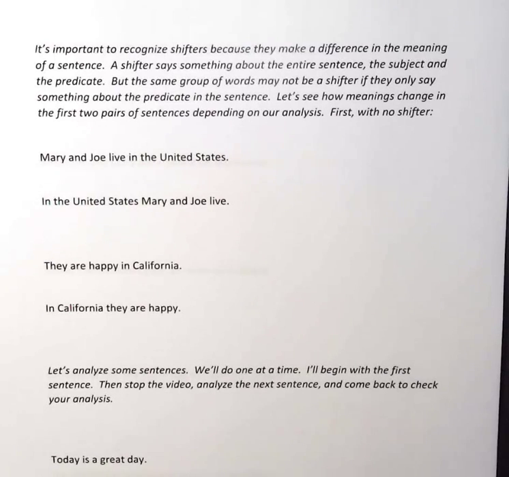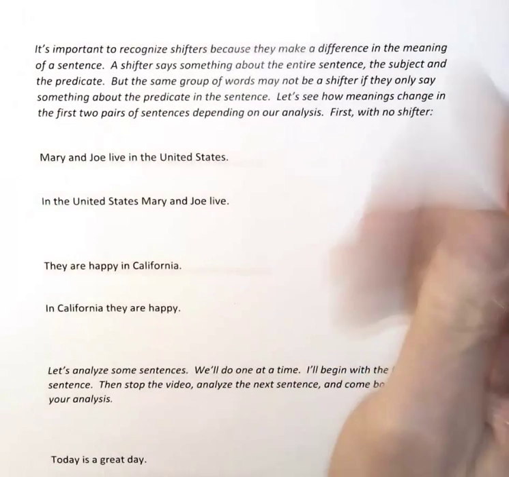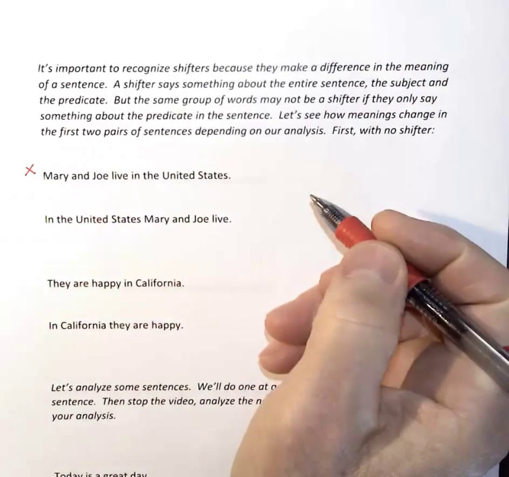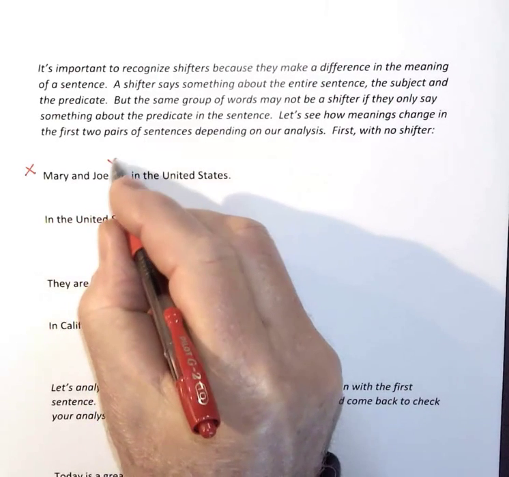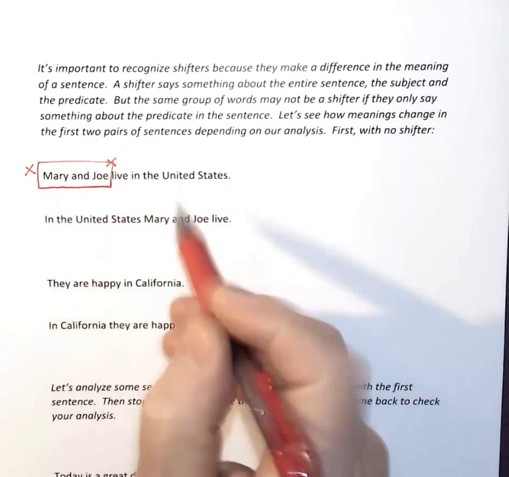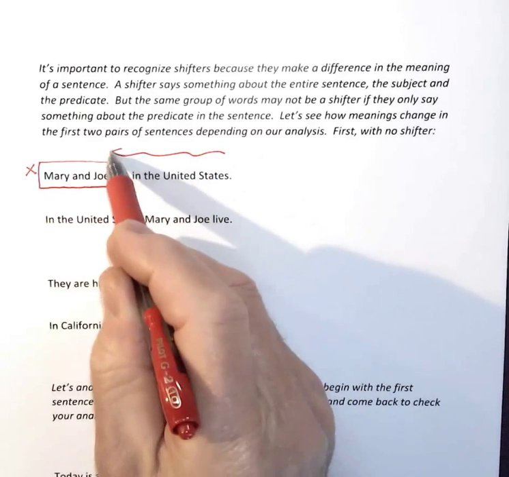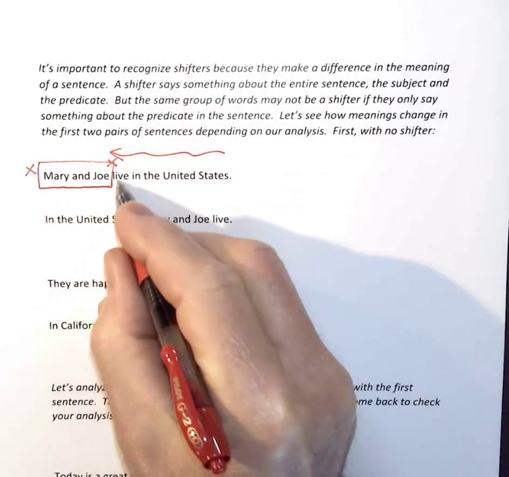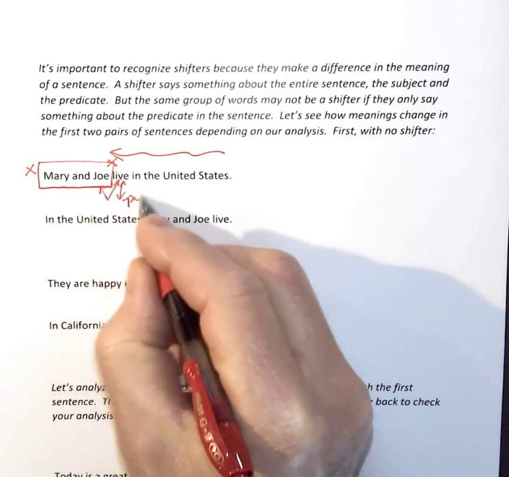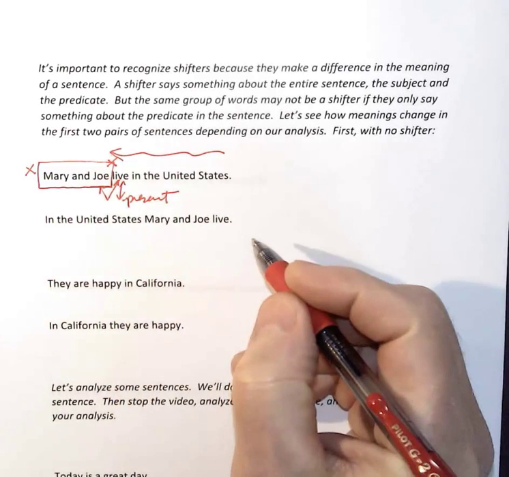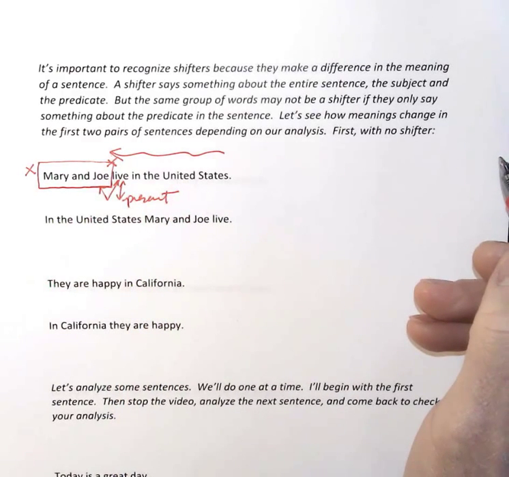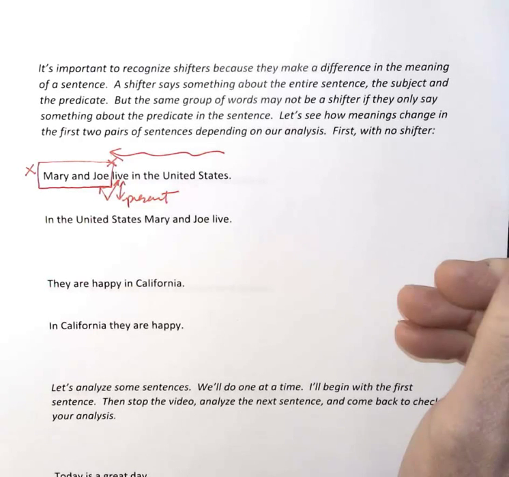So first, with no shifter. Mary and Joe live in the United States. No shifter. Do Mary and Joe live in the United States? Mary and Joe do not live in the United States. Mary and Joe is the subject. The predicate is live in the United States. Live ties with the subject. Live ties with the present. And what I know is that the live happens in the United States. Doesn't seem to be significant.